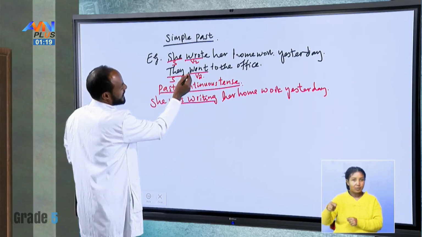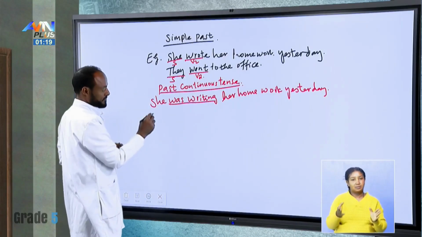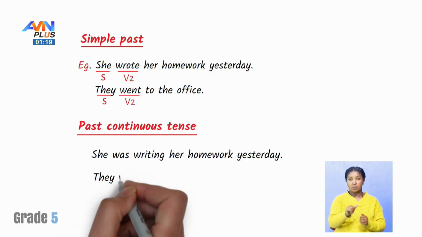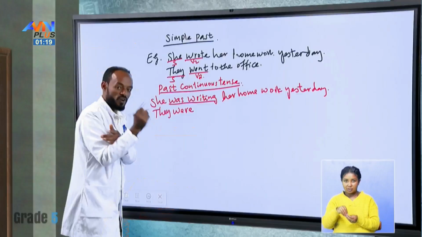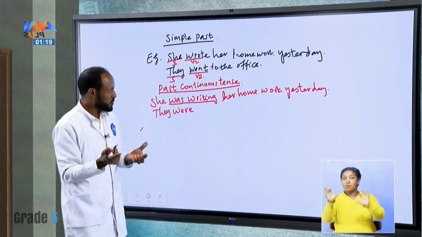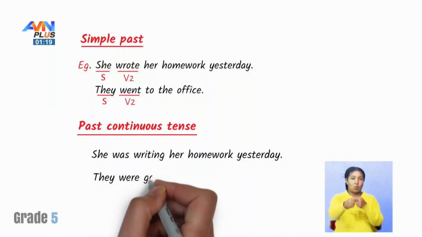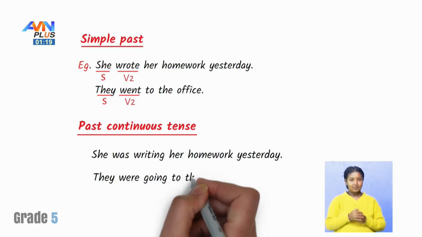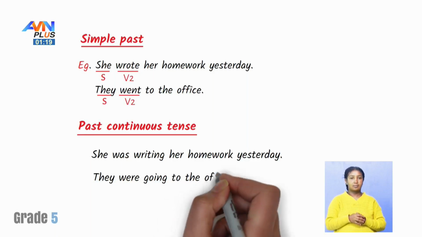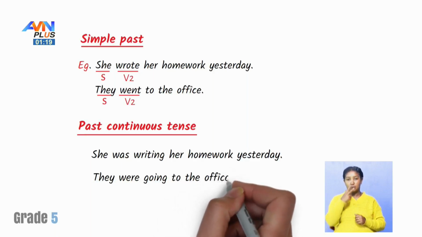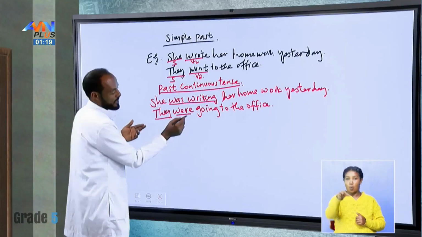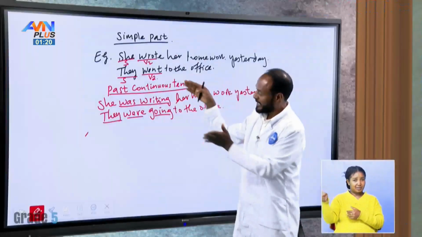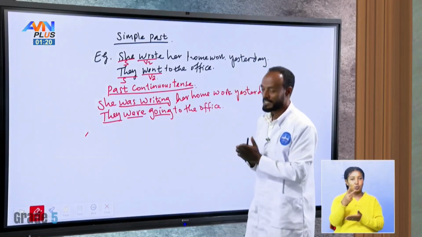So what about this one? They went to the office. Then they should be what? Were plus went should be changed into verb 1. The verb 1 form of went is what? Go. So it should be going to the office. Look, they were going to the office. I hope you can easily understand the difference between this concept and this sentence.